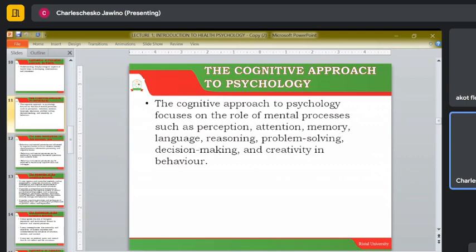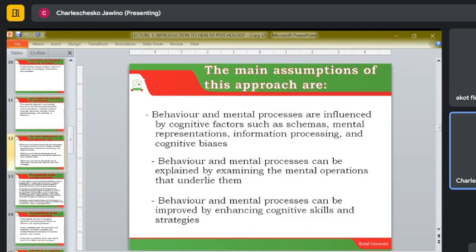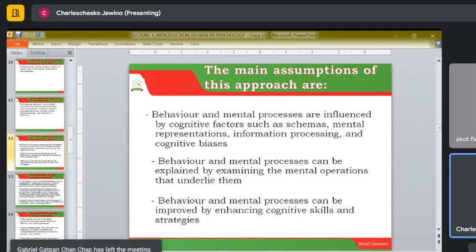You get it? So these cognitive aspects of psychology are the factors that the cognitive approach focuses on. Problem solving, decision making, creativity. These are all aspects of the cognitive approach. So, assumptions. The cognitive approach assumes that behavior and mental processes are influenced by cognitive factors, for example, mental representations, information processing, and cognitive biases. That's an assumption that the cognitive approach makes.